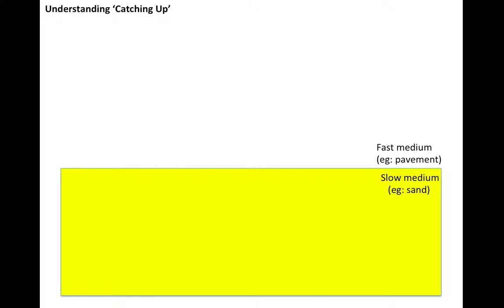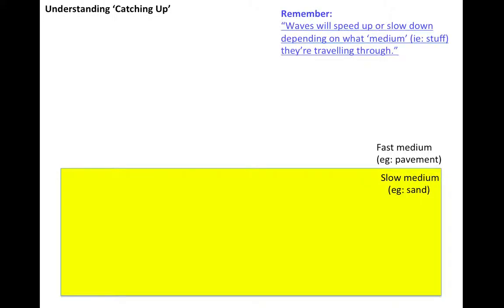Here's another example where we've got a fast and a slow medium. We can imagine this as pavement, and this is a slow medium. So waves find deeper water to be a faster medium, and shallower water to be a slower medium. Whereas people running, or animals running, will find pavement to be a faster medium, and sand to be a slower medium. By medium, we just mean anything that can influence the speed. So imagine, there's our key point. Waves will speed up or slow down depending on what medium or stuff they're travelling through.